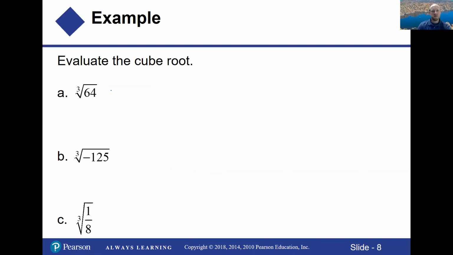So evaluate the cube root. What's the cube root of 64? So again, the cube root of 64 is just going to be 4. And again, that's because 4 times 4 times 4 is equal to 64. Or you could say 4 cubed is 64. That's the same thing.